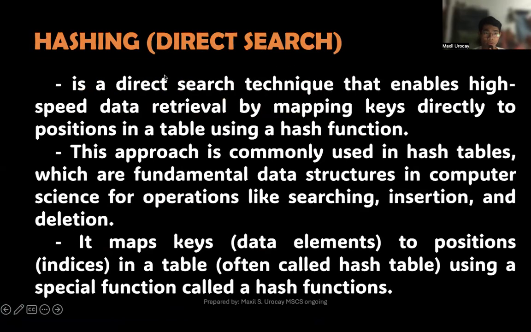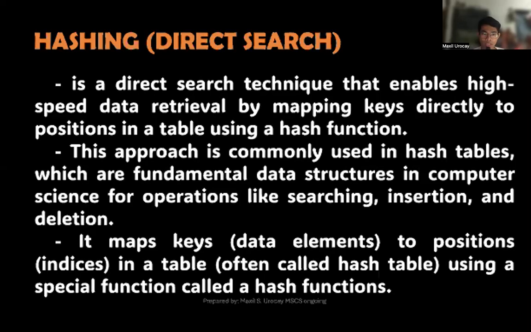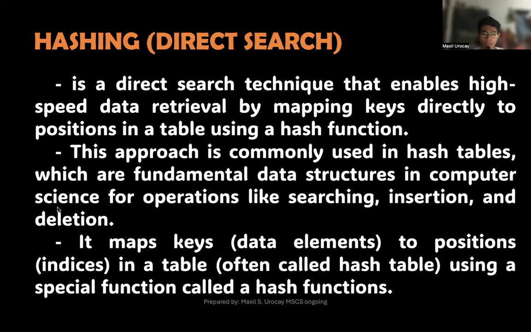All right, so for this one here, hashing is a direct search technique that enables high-speed data retrieval by mapping keys directly to positions in a table using a hash function. This approach is commonly used in hash tables, which are fundamental data structures in computer science for operations like searching, insertion, and deletion. So how hashing works, as we did in data structures and algorithms, is that we can access a specific element in a specific index of the hash table if it is located there.